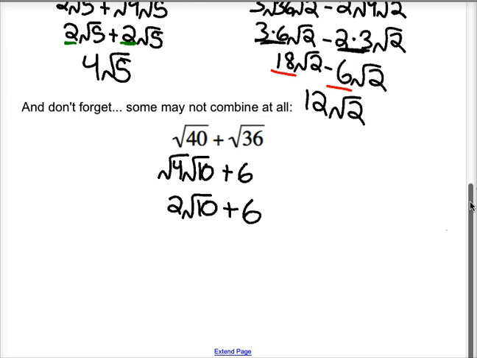So the idea here is don't try to over combine just to get to a single term. Sometimes you can't, and you just have to accept that. Okay? So again, the goal of this one is just to show you, even when you simplify, sometimes they won't be able to combine, and that is okay. Just leave them. You can only add them if they have the same square root number.